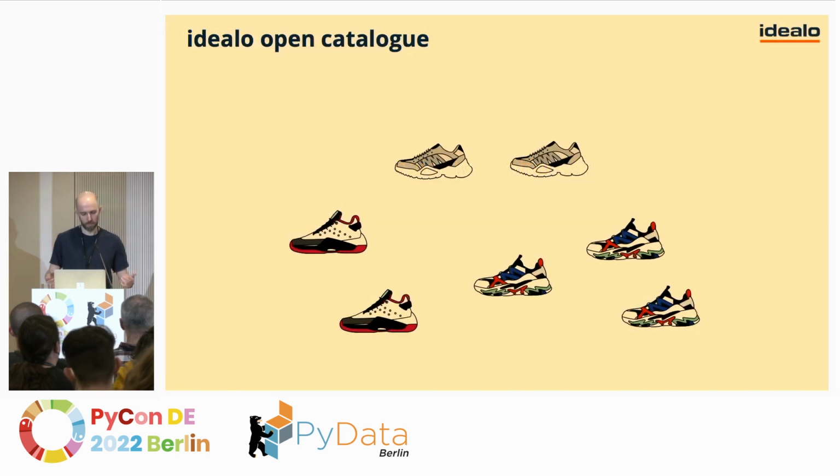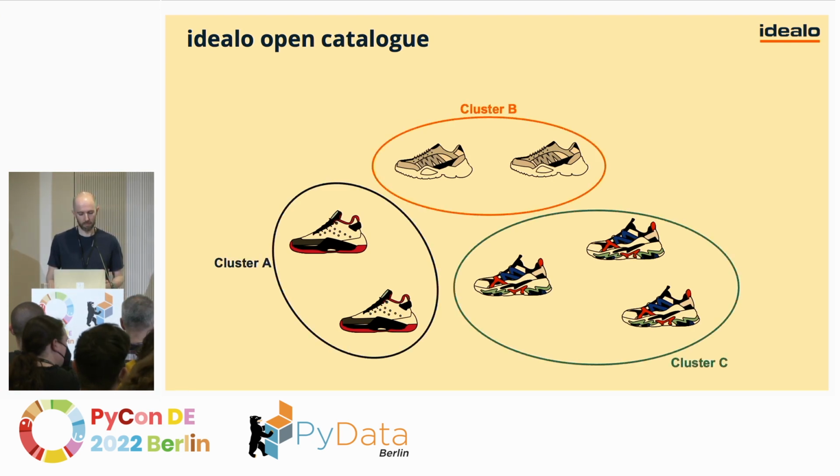And this is where this project originated from. If we look at what we call the open catalog, all these offers we cannot map to the product catalog, it would be awesome if we had some sort of system where we could cluster these offers. Here you see, for example, 3 different types of sneakers, and it would just be great if we had some way to identify these clusters, i.e. products.